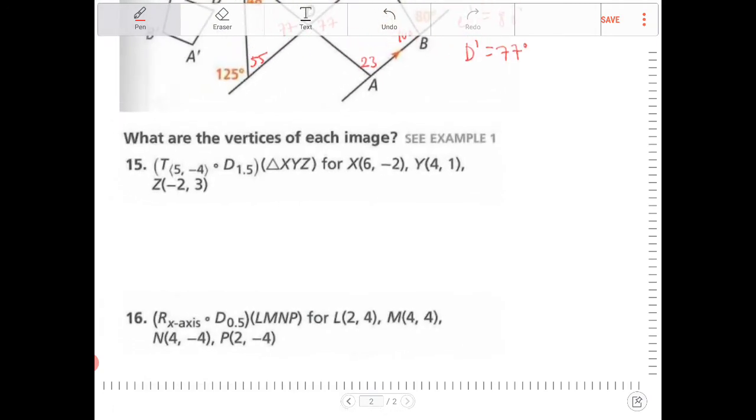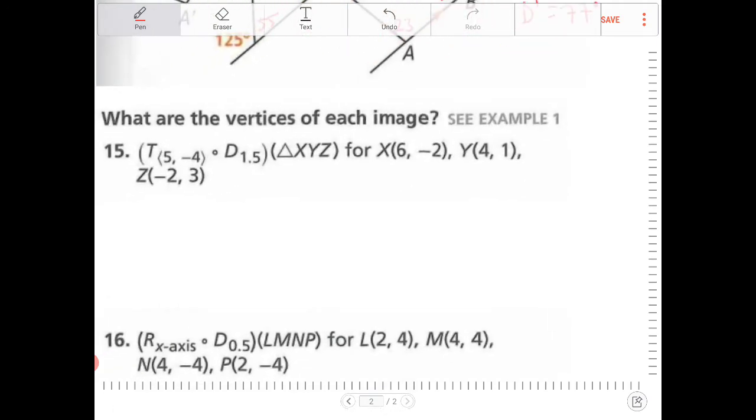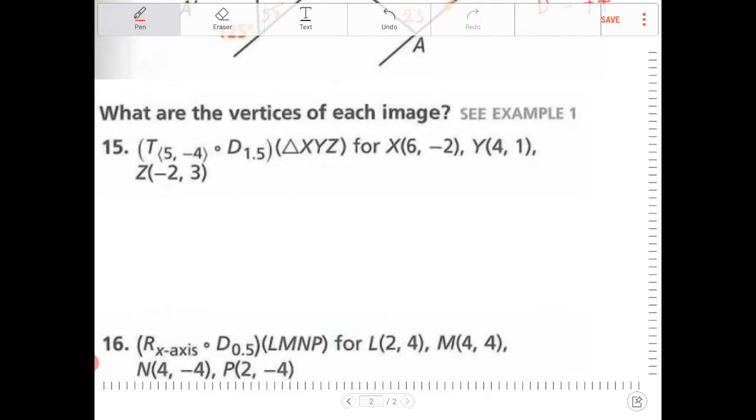Okay. What are the vertices of each image? So this is a composition of transformations. Notice that we're not given any axes here, because you really should learn how to graph this or try to solve this algebraically. And the algebraic manipulation is when we're dilating something by some factor over the origin, we're going to be using that factor to multiply all the x and y coordinates.